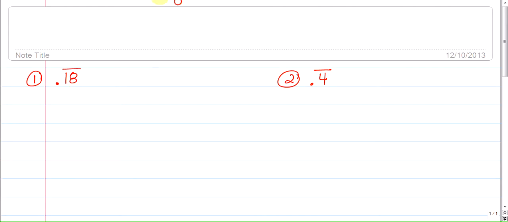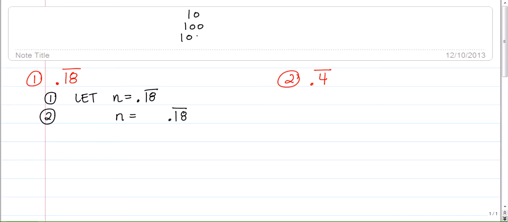So the first thing that we're going to do, there are some steps here that we're going to go through. Step number one was to let n, or whatever your variable is, equal the decimal that you're trying to convert. Step number two was to multiply both sides of your equation by a power of 10, which means our choices are 10, 100, 1000, etc.